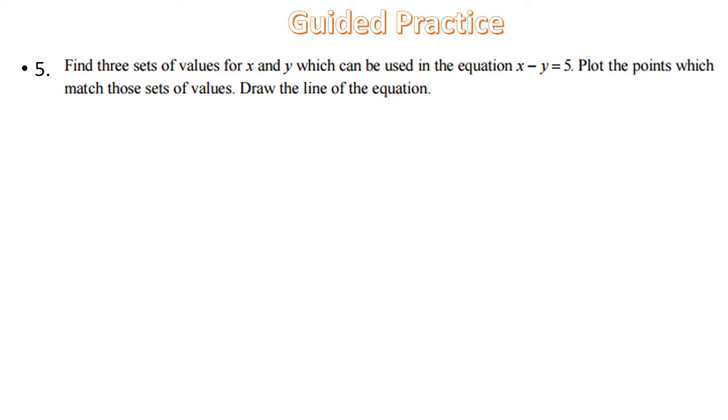Okay, number 5. Number 5, they're asking us to use 3 sets of values for x and y. They gave us an equation. They want us to plot these points and then draw an equation or a line of the equation. Okay, so they're kind of trying to throw us off in these directions. Even though they didn't say to do something, anytime we have an equation in the problem, that's what we need to focus on. And anytime this equation is not solved, we need to solve this equation for y. Every time, especially when they're asking us to draw an equation of the line.